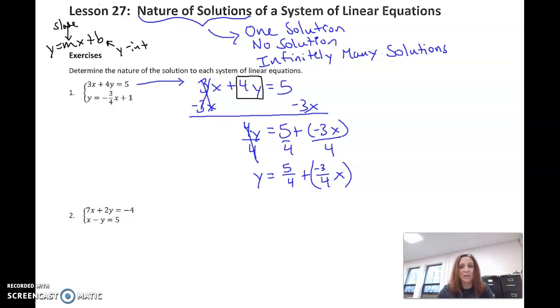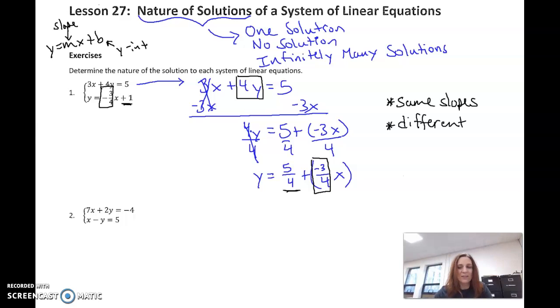So now, check out your slope, okay? Negative 3/4. Remember the slope, whether it comes first or second, is always the coefficient, the number attached to the x. They're the same. So we have same slopes. If the slopes are the same, then you go to your y-intercept. Plus 1 plus 5/4. Again, it doesn't matter what order it is, because adding we can change the order around. Are those the same or different? Different. They're different y-intercepts.